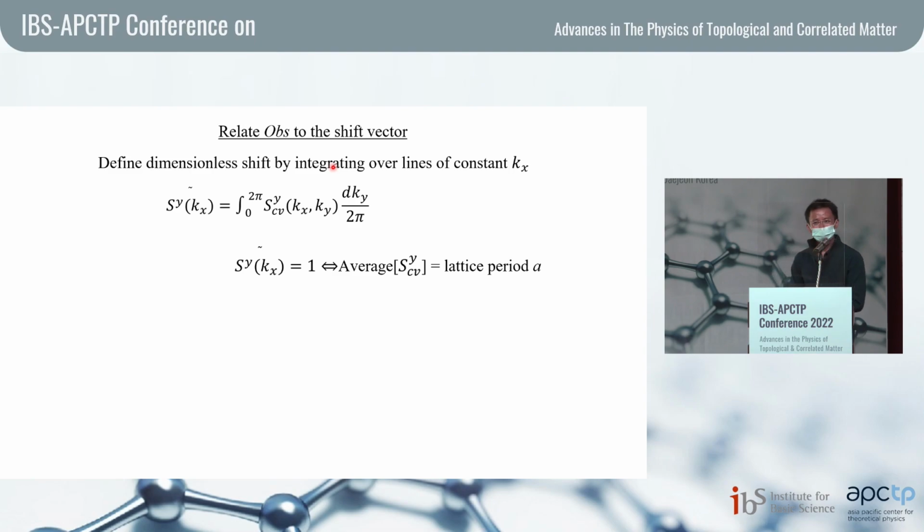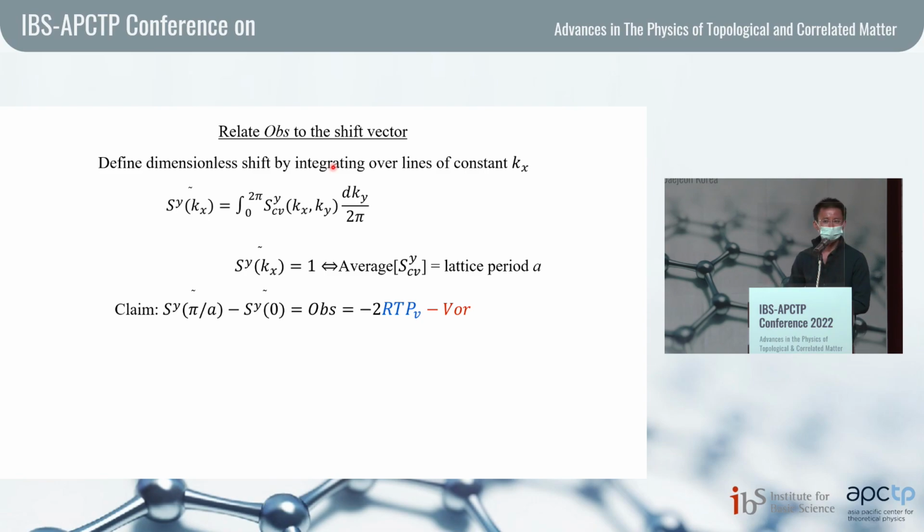To say it's dimensionless, we mean that when it equals 1, this means that the average of the shift vector over the momentum line equals 1 lattice period, say A. And the claim is that the difference in the dimensionless shift at pi over A and 0 is simply the obstruction invariant.